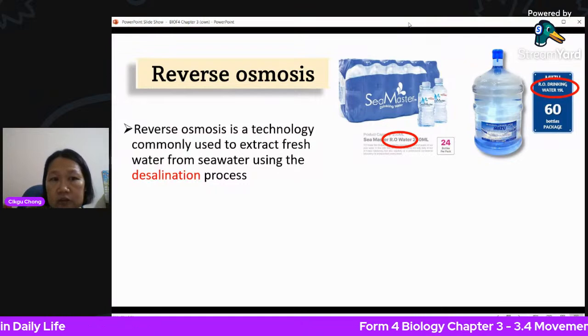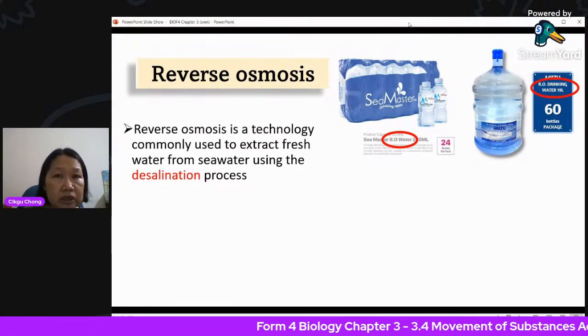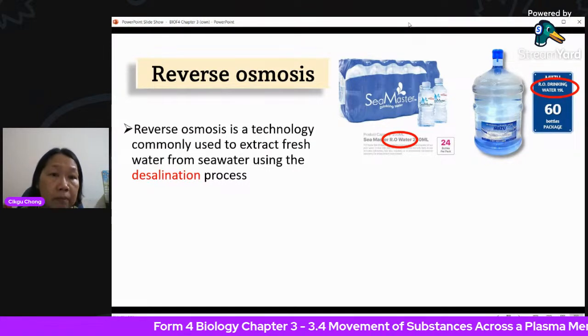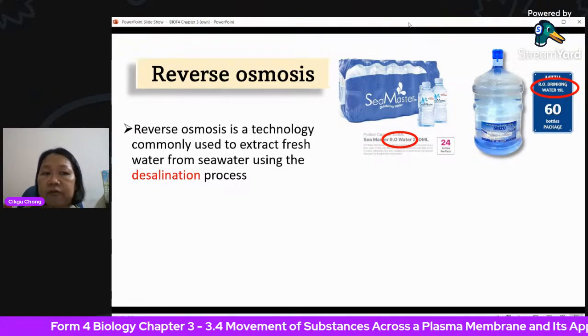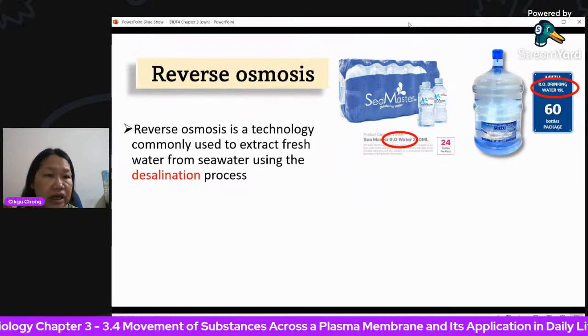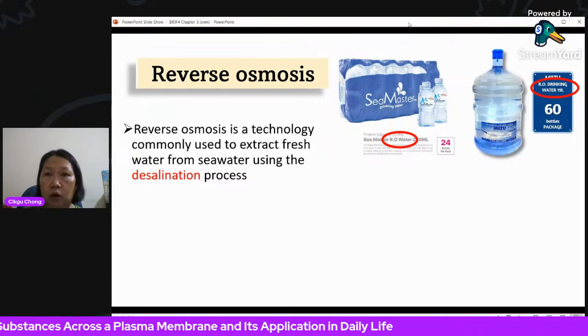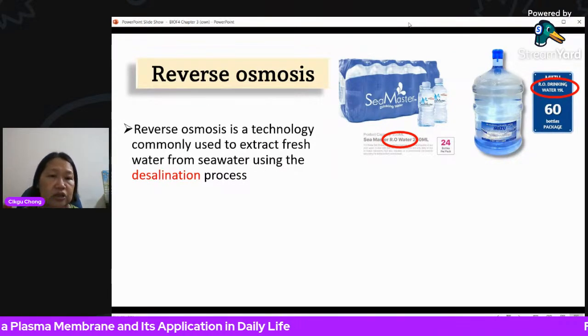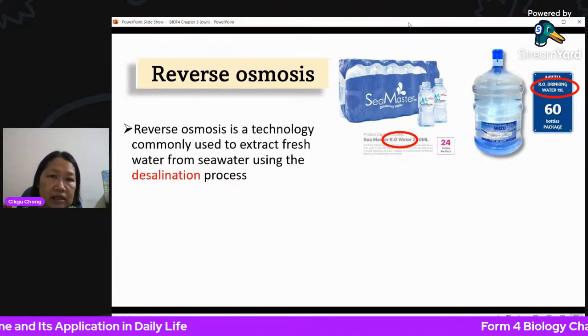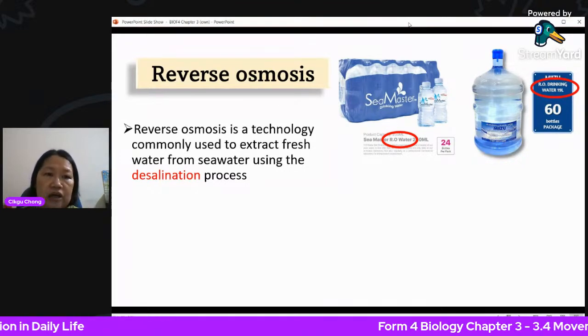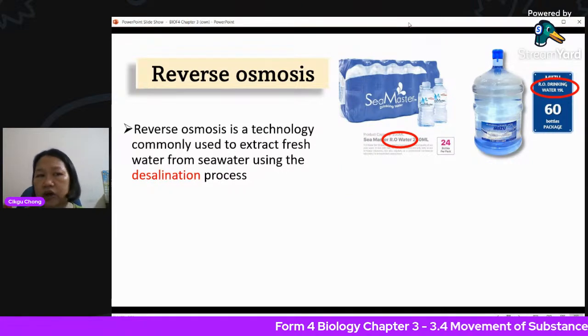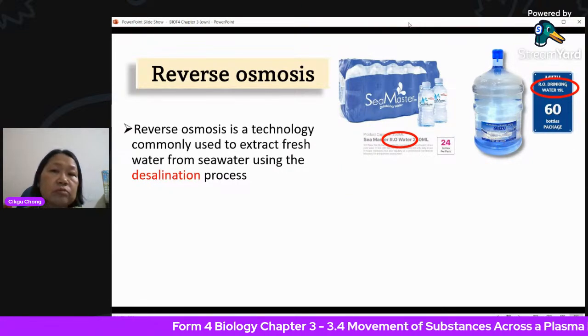Okay, so reverse osmosis is a technology that is commonly used to produce fresh water from seawater. It can be dirty water, not always sea. It can be water from the lake, water from the drain or whatever that is dirty. You can use this method to produce pure water. Okay, so if it's using seawater, we call this process desalination. That means you remove the salt.